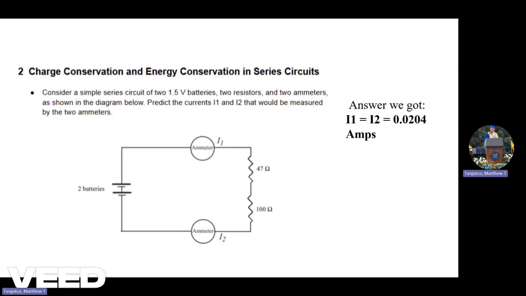This is the model of one of the circuits we're going to be making in lab. And so far, if we look at this model, we predicted that the current for I1 and I2, if you look at the ammeters, would be around 0.024 amps.